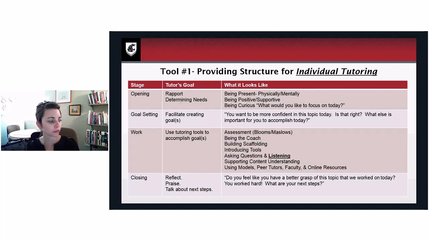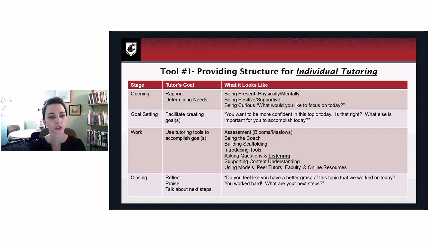Okay, the first one was providing structure. And structure looks a little different if you have a one-on-one session versus if you have a group that you're tutoring with. We'll go over individual one-on-one first, and then we'll talk about group tutoring. There is a handout for this available in the same folder as this workshop was posted in Blackboard. So there's really 4 sections to the structure of a tutoring session, and the bulk of it happens in the work session, but let's talk about all 4.